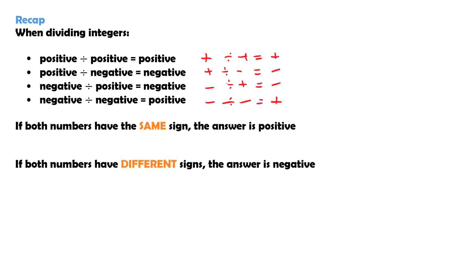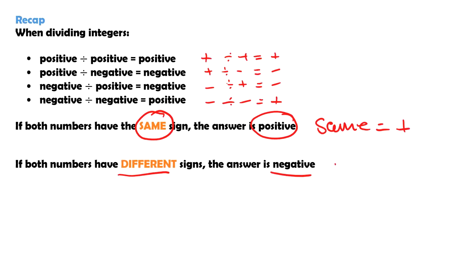So if both numbers have the same sign, the answer is positive. So same equals positive. If both numbers have different signs, then the answer is negative. So different equals negative. Same, positive, different, negative.